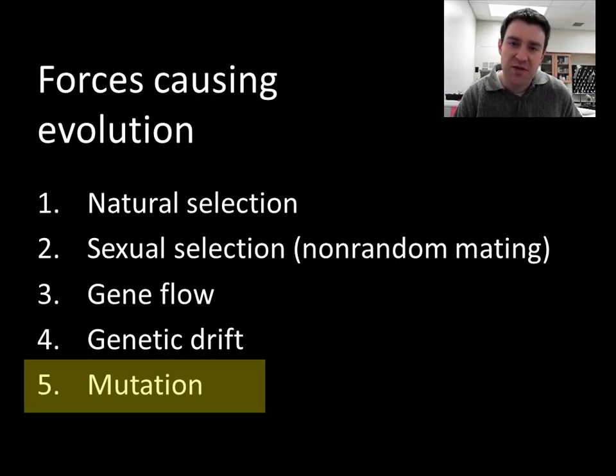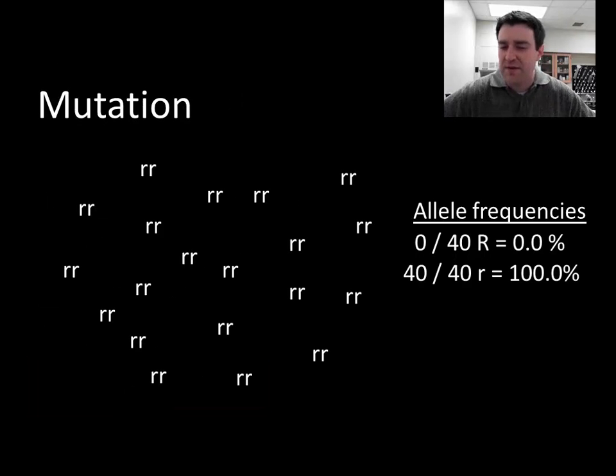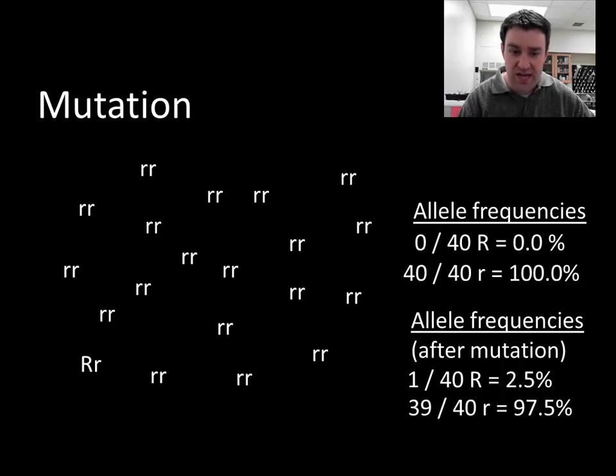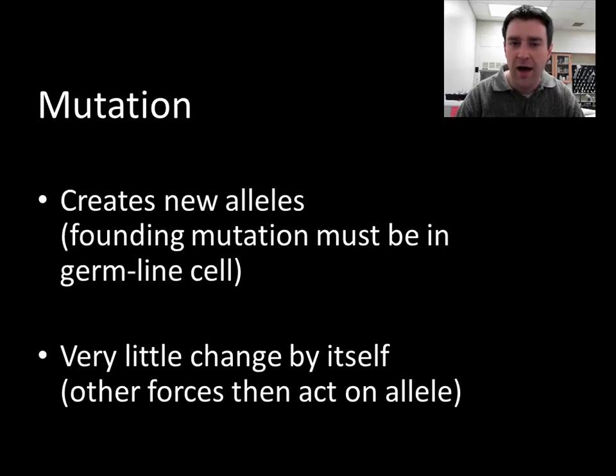Good. So let's finish with mutation. Mutation simply creates new alleles. So what if our population just had one allele to begin with? What if they were all recessive? And then in the next generation, some kind of founding mutation created the dominant allele in one organism to start with. So we would say that the gene pool has changed due to mutation. As you can see, mutation doesn't change the gene pool very much by itself. Other evolutionary forces will typically act on the allele from there to either increase it or decrease it. All mutation does is create the alleles in the first place.